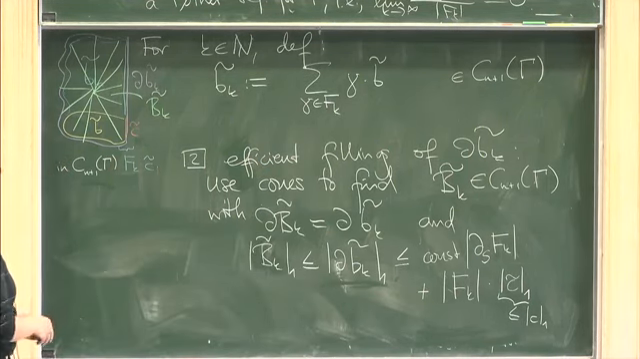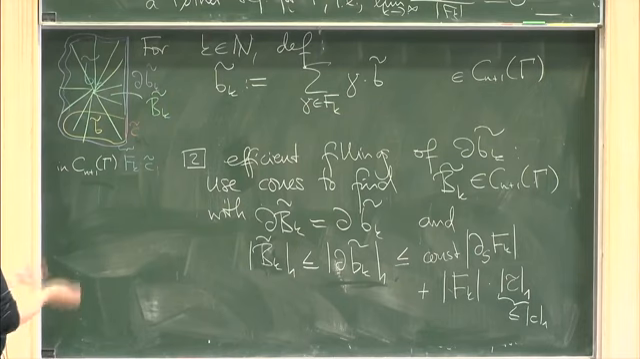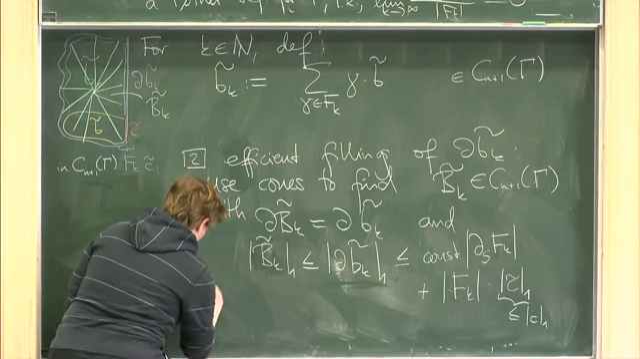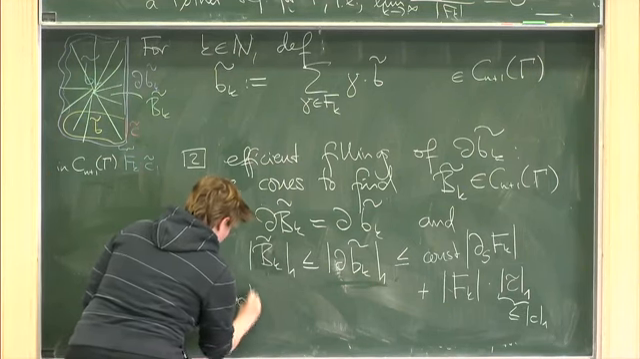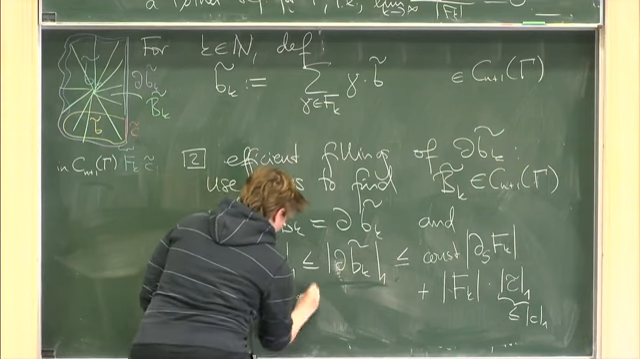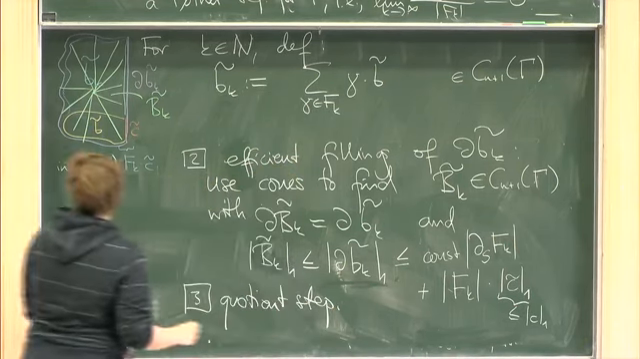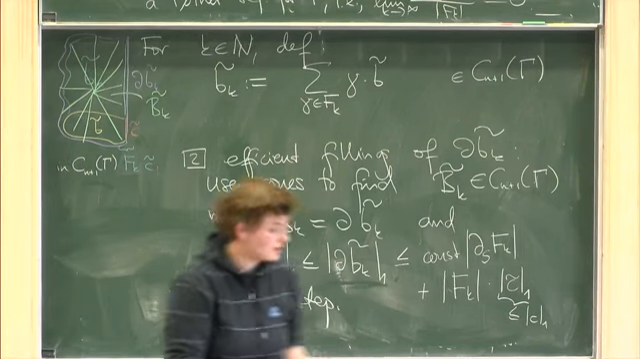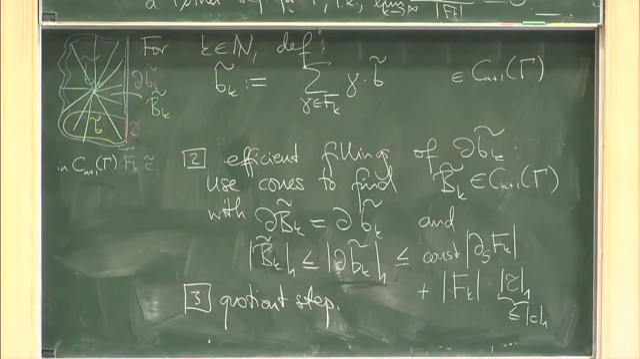And now we are almost done. The only thing that we are left to do is to just project everything back down again. So this is the quotient map. That's the last step. Let me put it here.